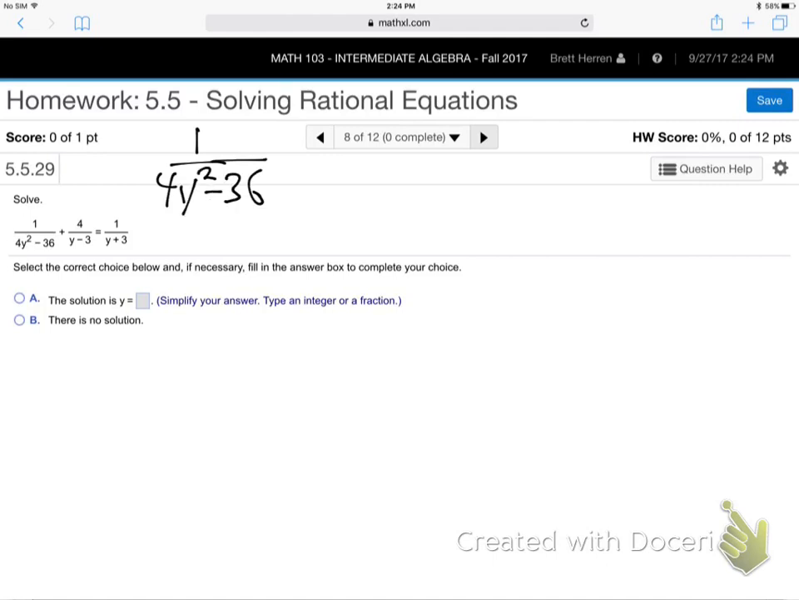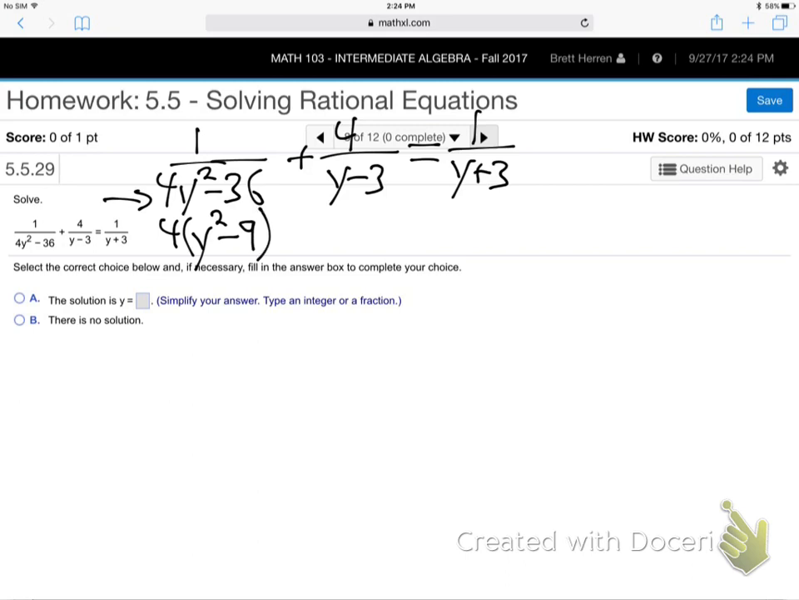4y squared minus 36. Okay, so you tell me, what do you gotta do first? We gotta factor that 4y squared minus 36, don't we? This has gotta be factored right here. So how do you factor that? You take a 4 out, huh? But then it'd be y. So first take the 4. Remember, GCF first. Take out what's in common first. Y plus 3, y minus 3. So that denominator ends up being 4, y plus 3, y minus 3, doesn't it?